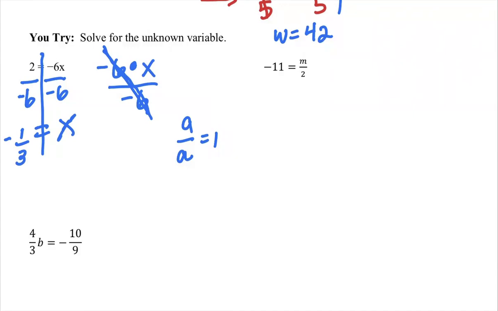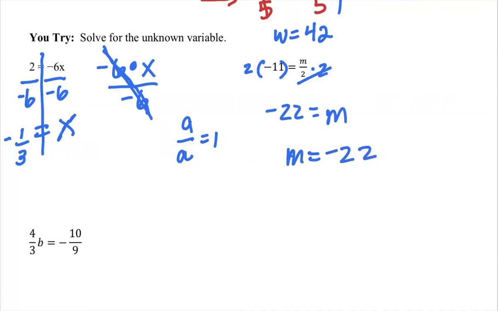Let's go over here. -11 equals m divided by 2. So what's happening is that it's being divided by 2. So the opposite of that is to multiply by 2 and make sure both sides get multiplied by 2. So -22 equals m. If you feel better writing it m equals -22, that's okay. They both mean the same thing.